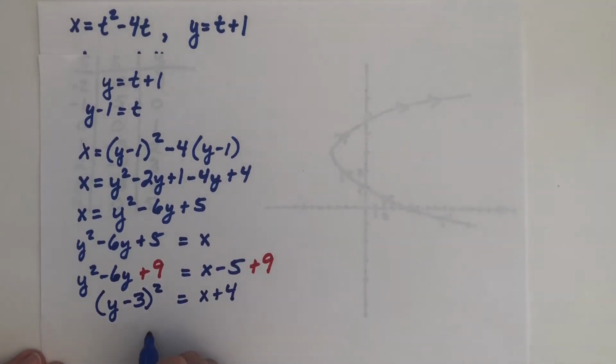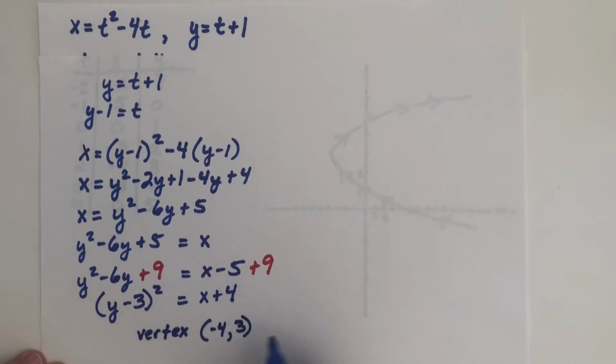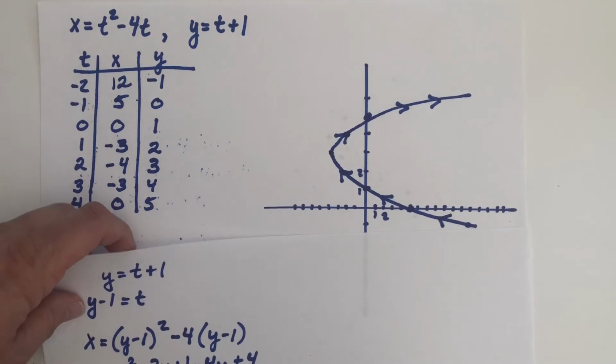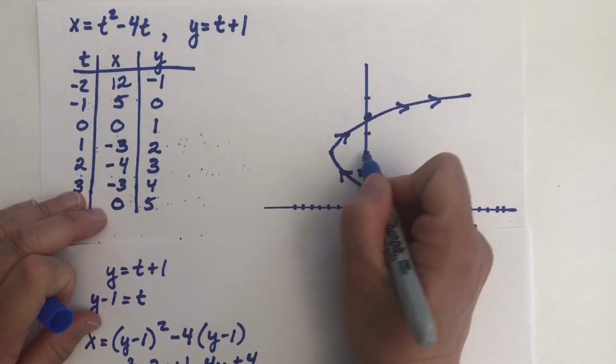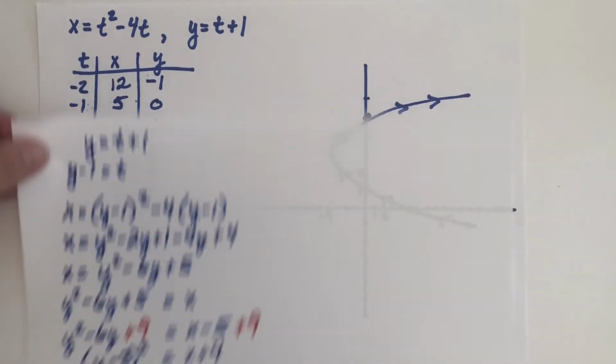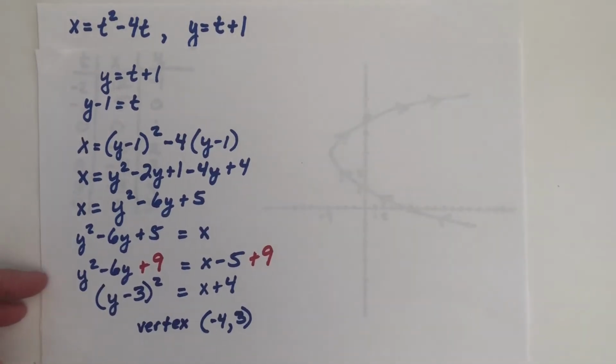And now we can confirm that we have a parabola that has a vertex at negative 4, 3 that opens to the right. Let's look back here. Yep, there it was, right here. This is the point. This is negative 4. This is 3. So we have our equation in rectangular form.